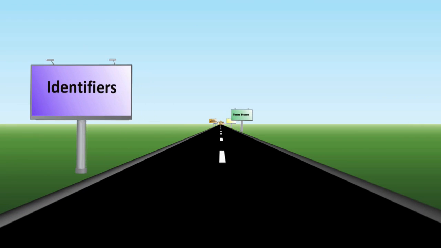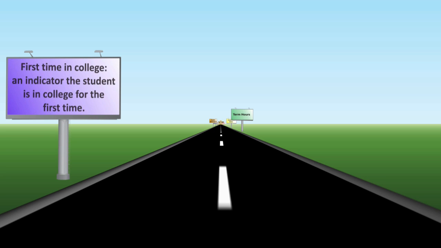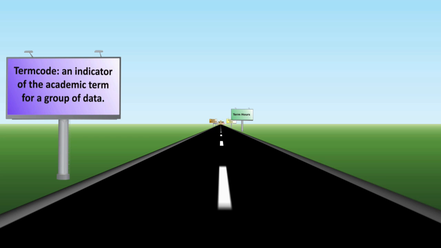Let's start with identifiers. ID is a unique numerical student identifier. It's key to tracking individual students within a cohort. First time in college is an indicator that the student is in college for the first time. Term code is an indicator of the academic term for a group of data.